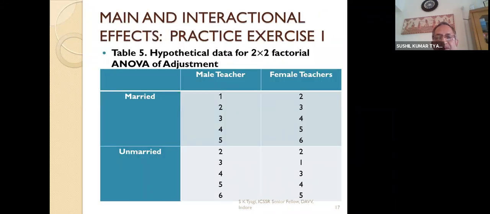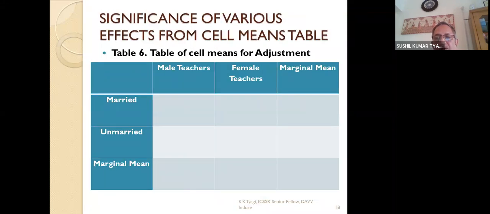Main and interaction effect. Table 5, hypothetical data for a 2 by 2 factorial design. We have these scores: 1, 2, 3, 4, 5, 2, 3, 4, 5, 6, 2, 3, 4, 5, 6, 2, 1, 3, 4, 5. Now from this we have to find the cell means. What are the cell means and marginal means? So let us do this exercise.